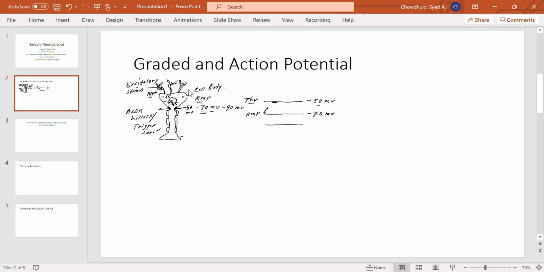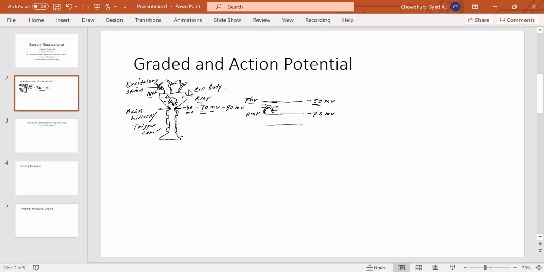Okay, makes sense? So if the stimulus is not strong enough to move up to minus 50 here, then it will be like, if it is, for example, minus 60, it will go up to minus 60, and will come down. If you stimulate a little bit stronger, then it may go up to minus 55. But if the membrane potential does not reach minus 50 millivolt, the action potential will not be generated. So these are considered as graded potential. No action potential will be generated.